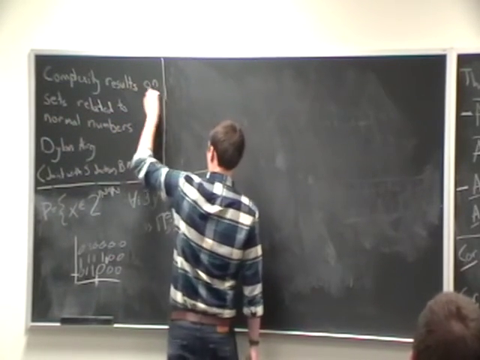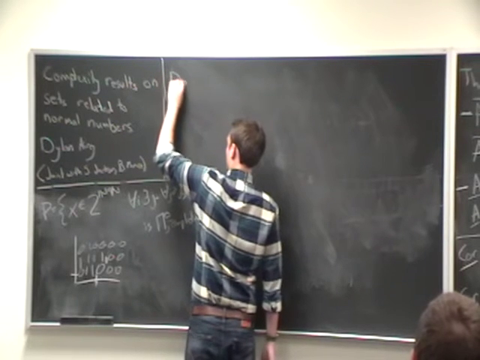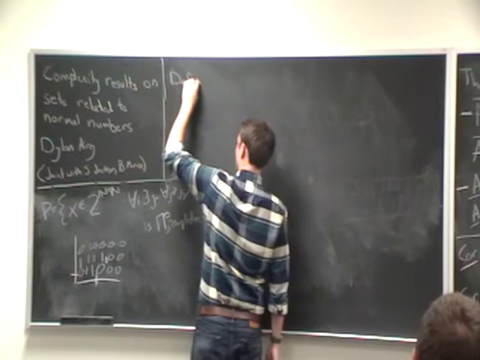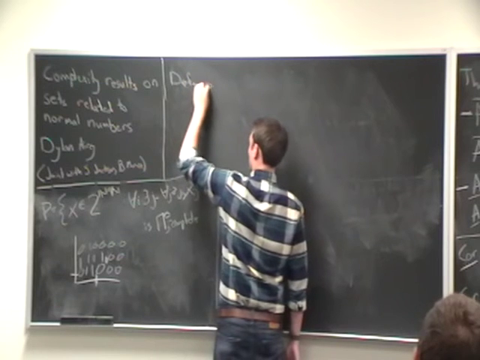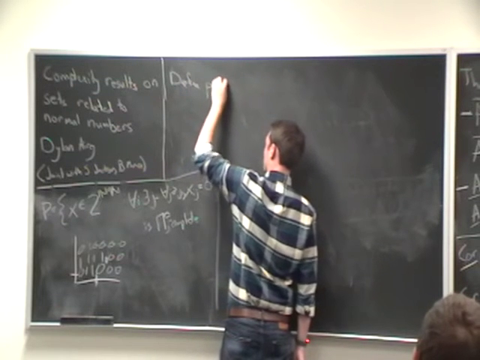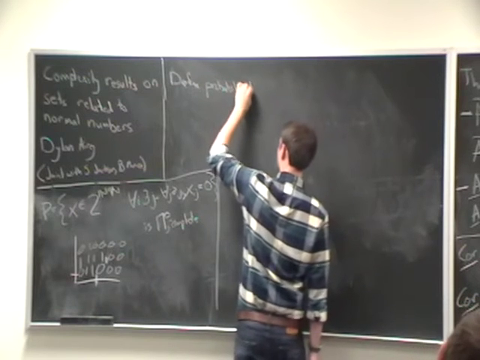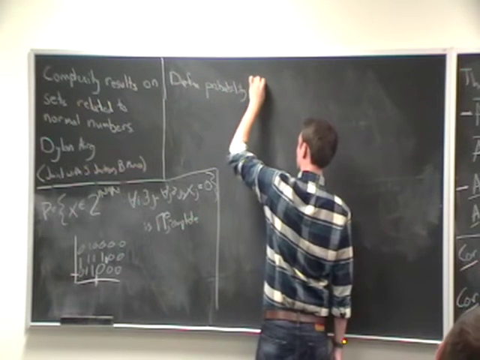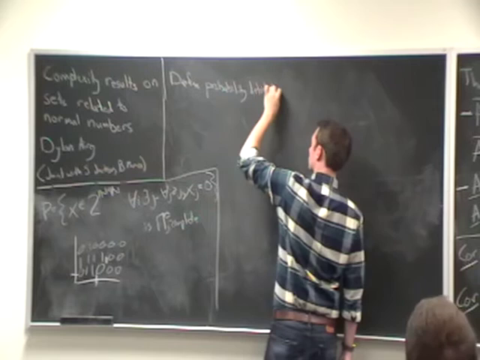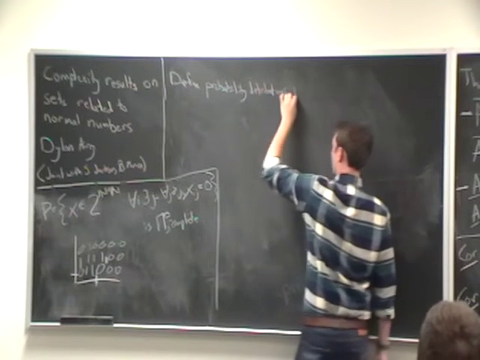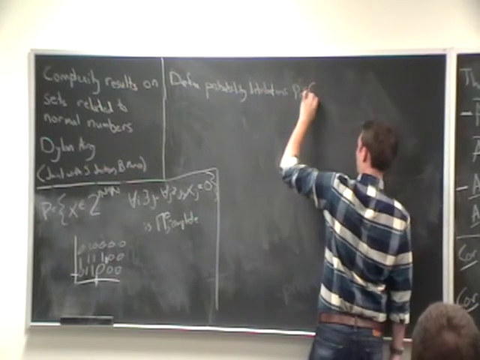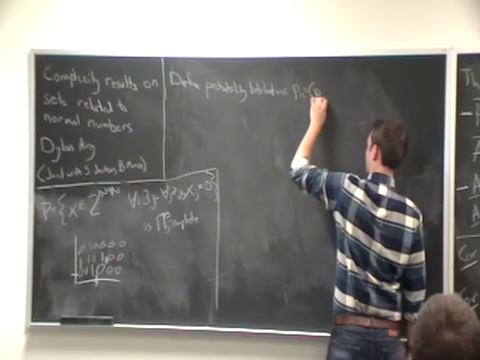So to start, let's define probability distributions P sub n on 0 through b minus 1.